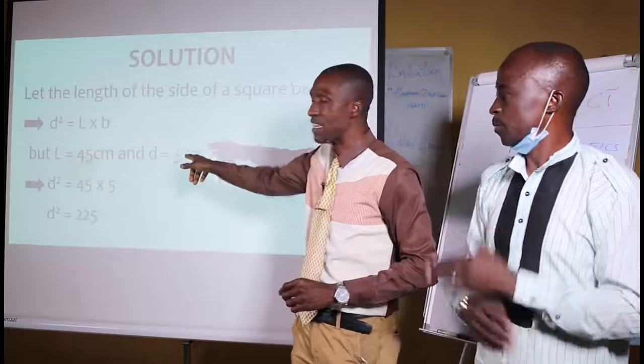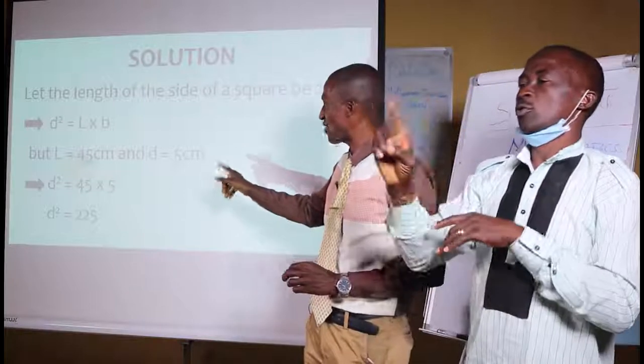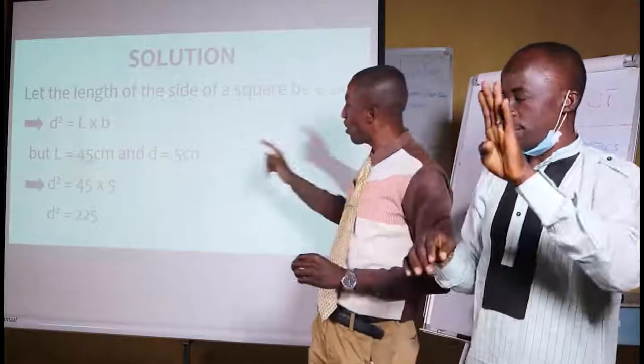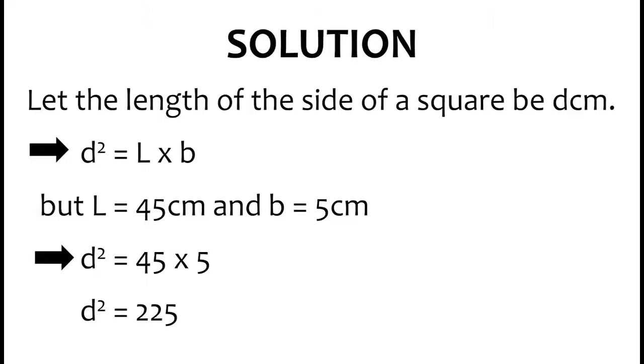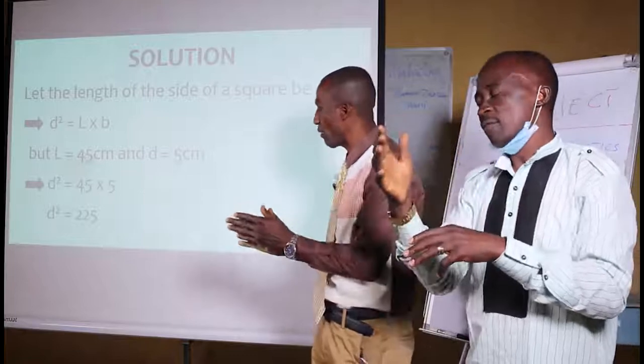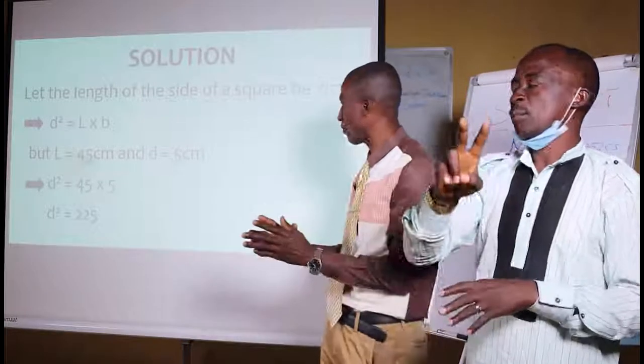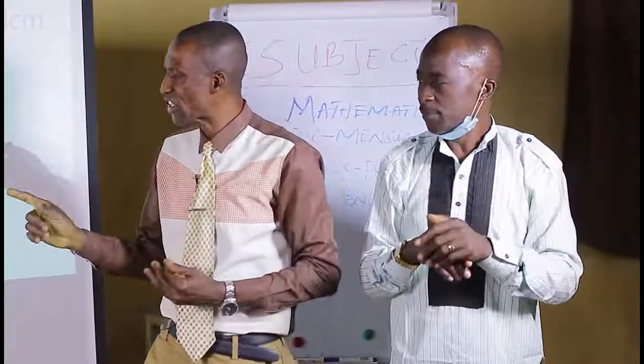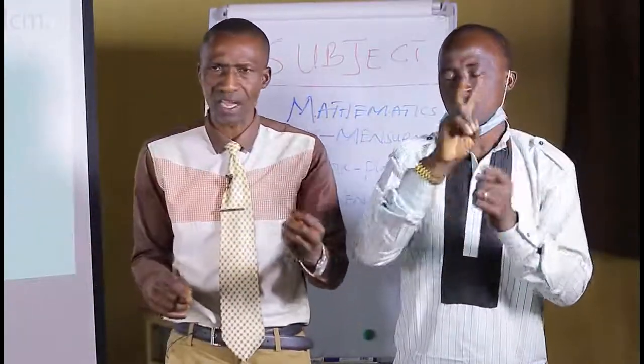Please, here is b, not d. It is b, which represents the breadth, not d. So our b equals 5 centimeters. Now, area of the square, the left-hand side, which is d square, gives us the area of the rectangle, which measures 45 by 5. That is 45 times 5. And when you multiply 45 by 5, you will get 225. This implies our d square equals 225.